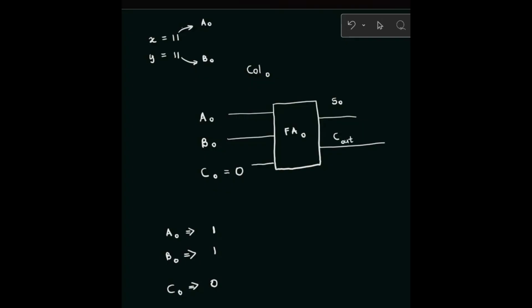Now, what is going to happen? Well, S0 will be equal to 0 and C out will be equal to 1, because these are the three inputs, so the respective output will be this. Now, let's go to column 1.